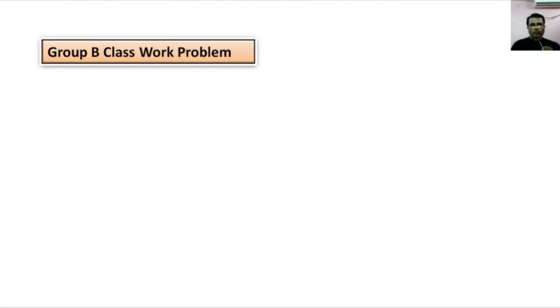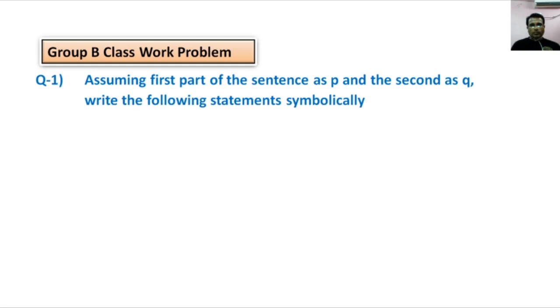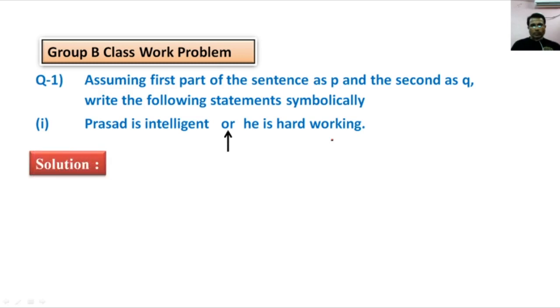Here we are going to consider a classwork first. Suppose question 1 is: assuming the first part of the sentence as P and the second as Q, write the following statements in symbolic form. The first one is: Prasad is intelligent or he is hardworking. We want to write it symbolically. So the solution is like this.